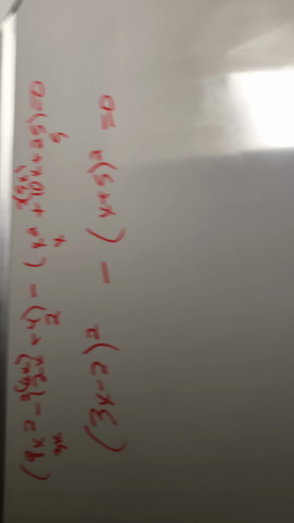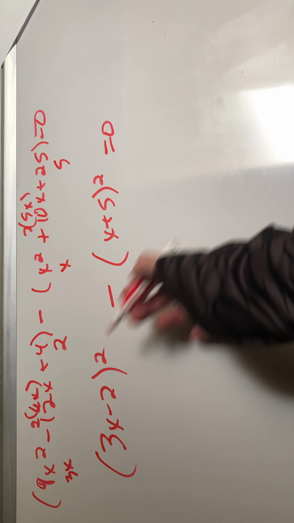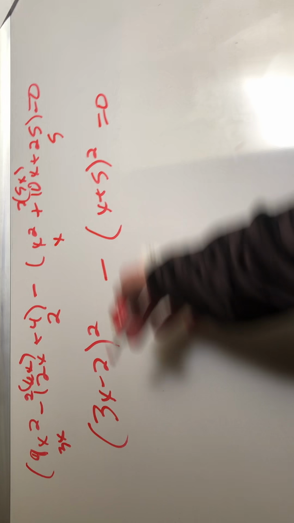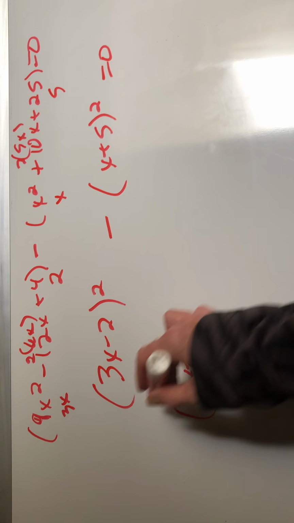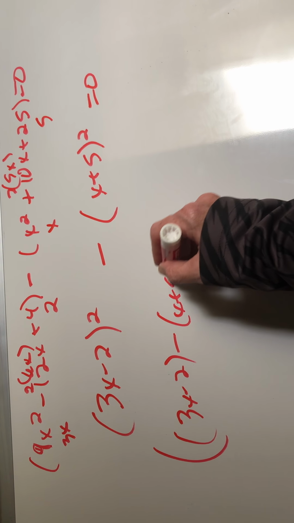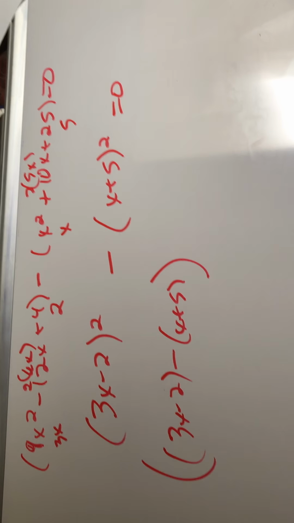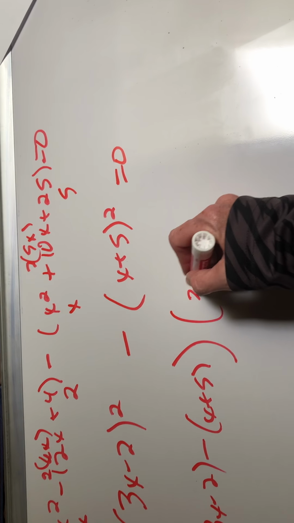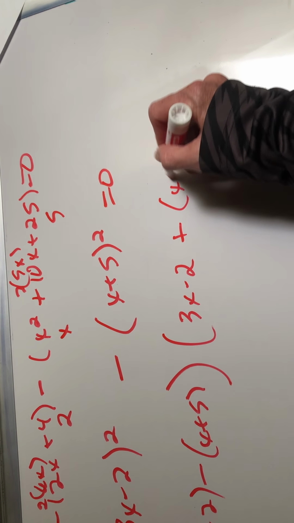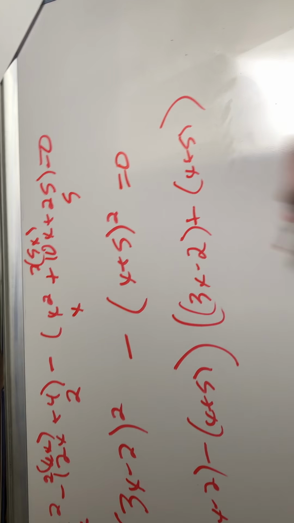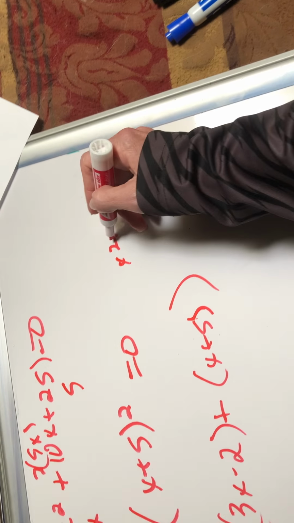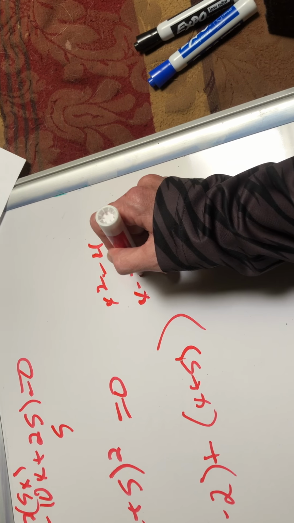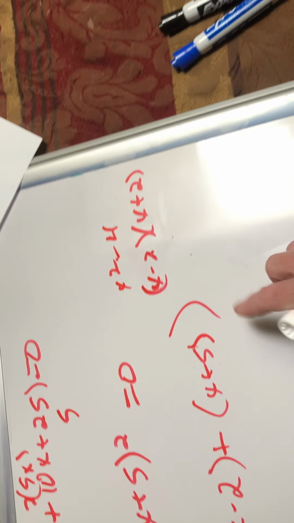So now this is the difference of two squares, because these are two squares. So I do 3x minus 2 minus x plus 5, because that's how you factor the difference of two squares, and then 3x minus 2 plus x plus 5. Okay, it's just like if it was x squared minus 4. We do x minus 2, x plus 2. So we take the square roots and then do a plus and a minus.